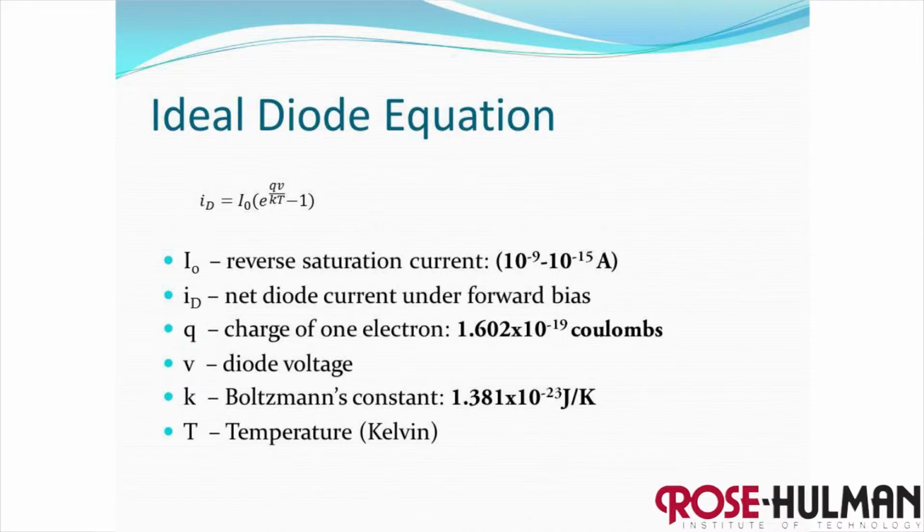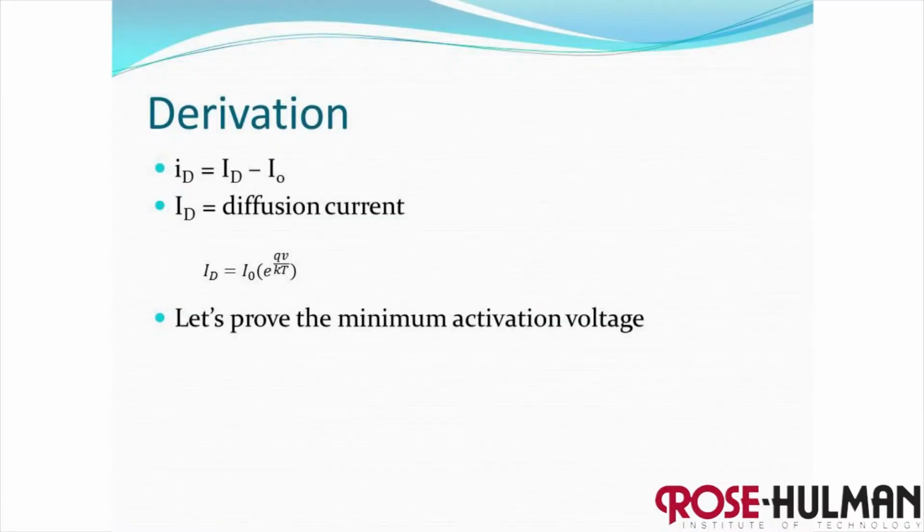q is the charge of one electron, which is 1.602 times 10 to the negative 19 coulombs. V is our diode voltage. k is Boltzmann's constant, which is 1.381 times 10 to the negative 23rd joules per Kelvin. And T is our temperature in degrees Kelvin. Our ideal diode equation is derived from its original equation, I_D is equal to I_diff minus I_0. I_diff is our diffusion current, which is equal to I_0 times e to the power qV over kT.